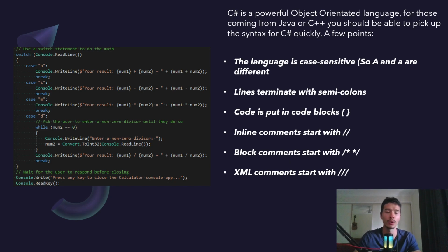It is case sensitive, so capital A and lowercase a are different, for example. Lines terminate with semicolons, so that's how that works. Code is put into blocks, encased by curly brackets. Inline comments start with // and block comments start with /*. XML comments are ///. And yeah, so here's a snippet of a switch case statement, along with some Console.WriteLine calls and a little while loop here. And yeah, there we go.